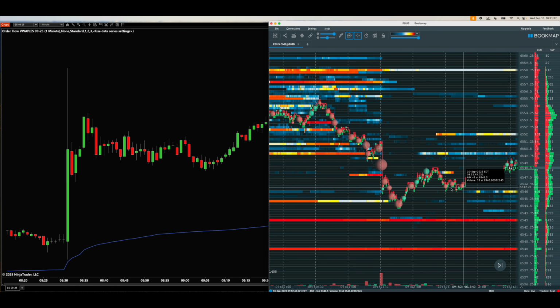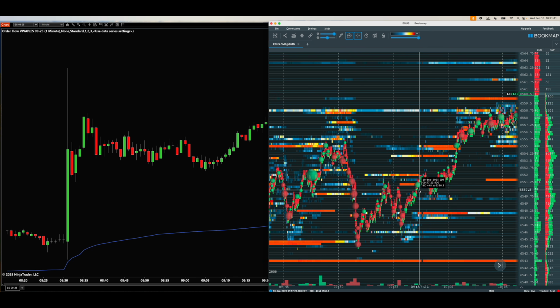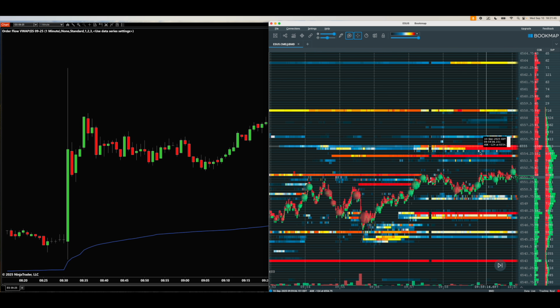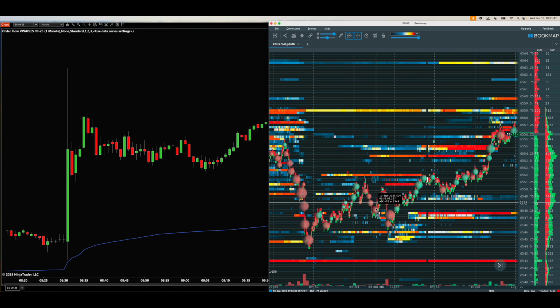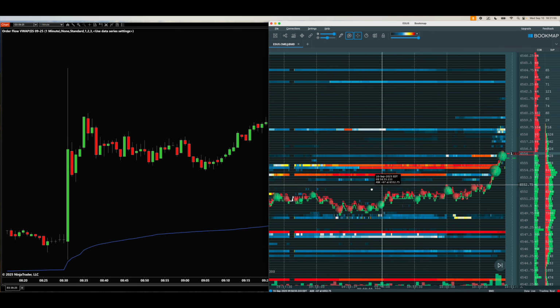I'm going to show you an example of a standout order. This was a standout offer. 123, 121, stacked offers up here. The market was rallying up. There was buying. You see this order sit here. Ever since about 9:54 it came in. All the way towards 10 o'clock as this buying came in, this order sat right here.